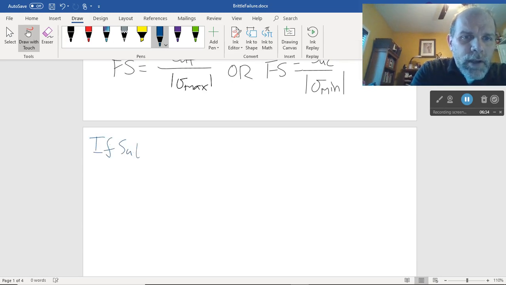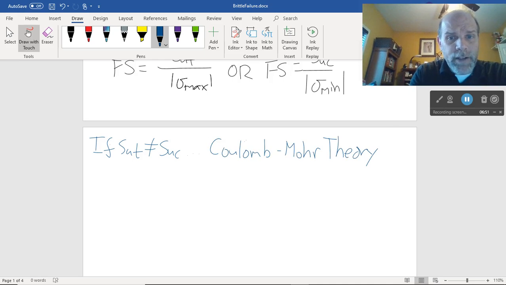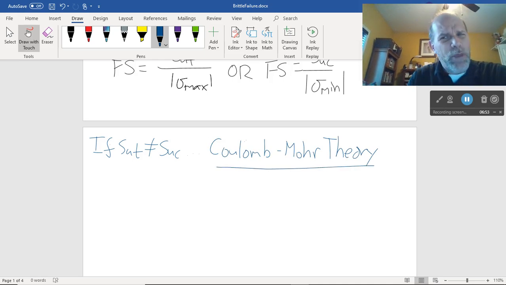If SUT is not equal to SUC, we have something else called Coulomb-Mohr theory. Yes, it's the same Mohr as the circle. Let me get that out there right now. It's good old Otto. All right. So what does this really mean? To have SUT not equal to SUC. Is this really something that happens all that often?